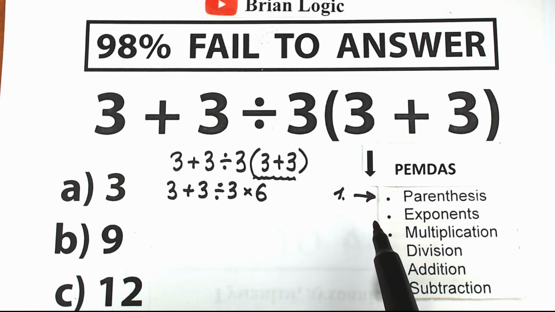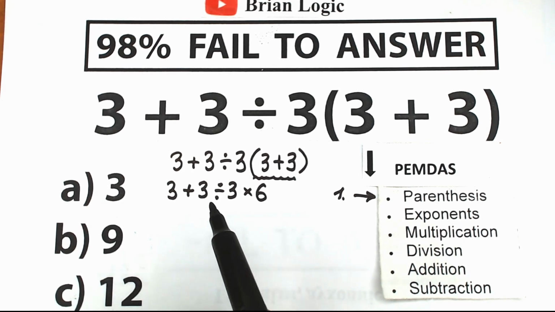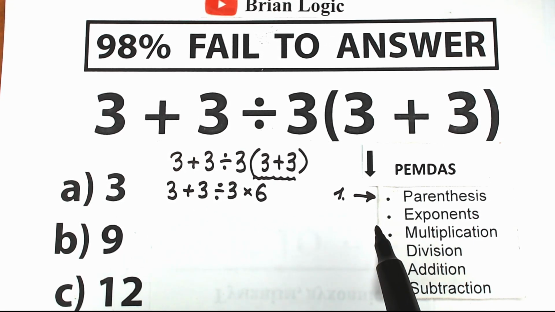Next step is exponents. So right now we should scan where we have exponents, like 3 squared, 3 cubed. Let's look at it. I don't think we have any powers involved, so we just skip this part. We don't have any exponents. Let's go to the next step.